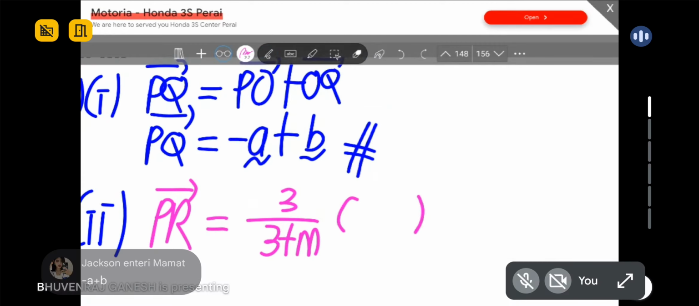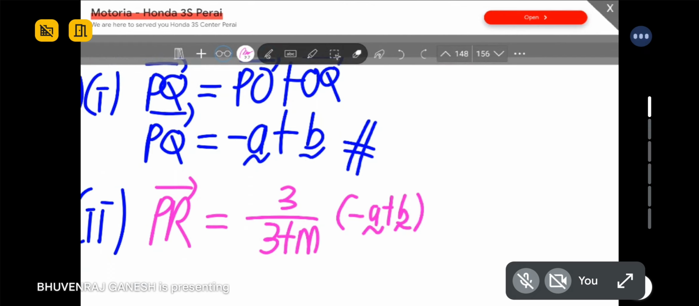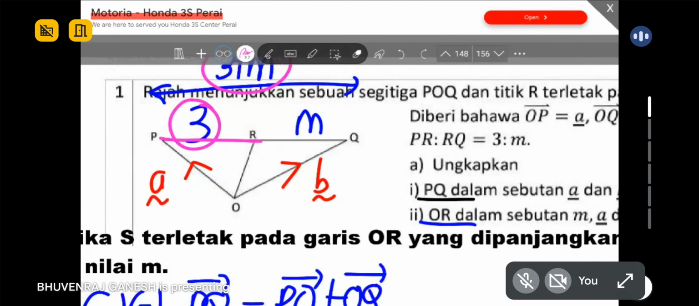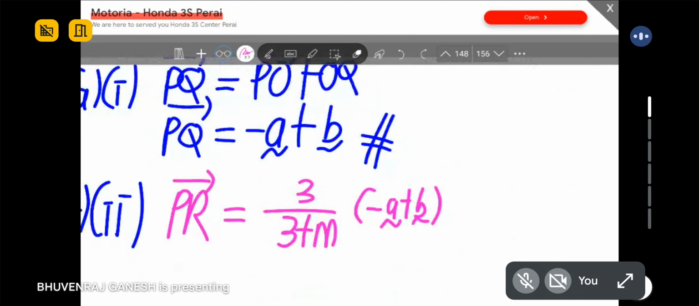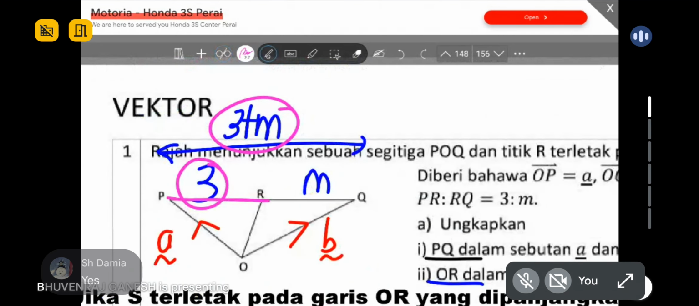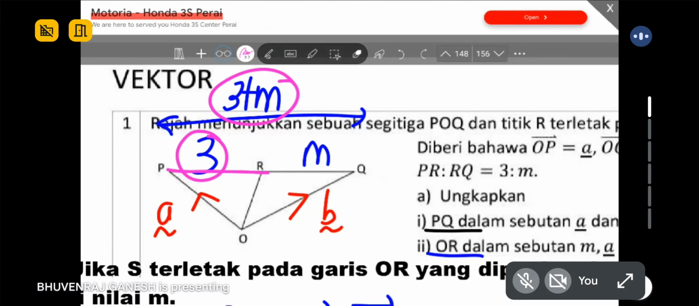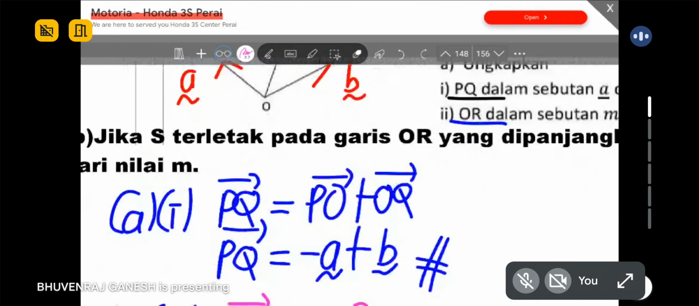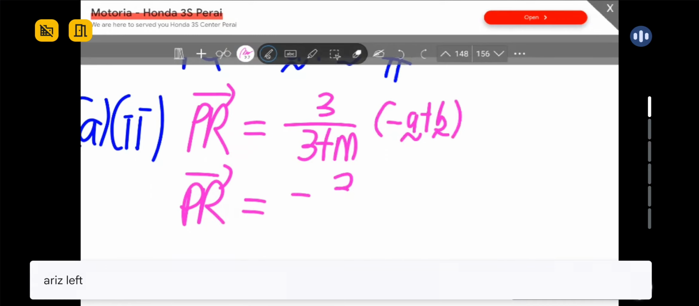Anyone? Yes, you times with the PQ, guys. Very good. Negative A plus B. That is the concept. Do you all understand, guys? So it's 3 over 3 plus M times the total vector, the total length. Then you get PR. It's just the basic concept of ratio. Alright? Now you guys just need to simplify this.